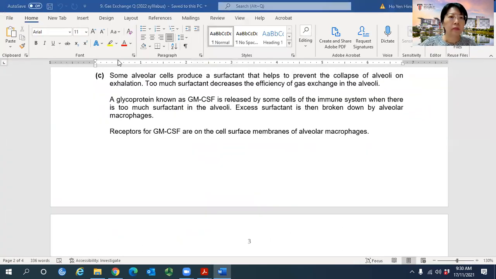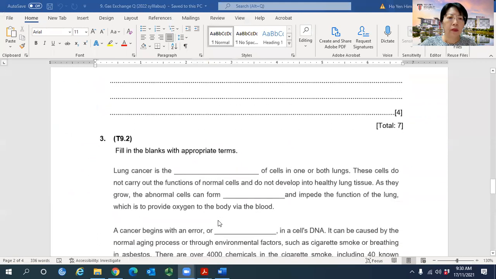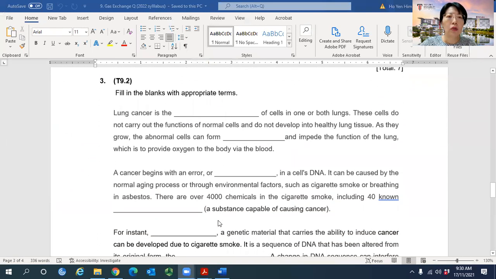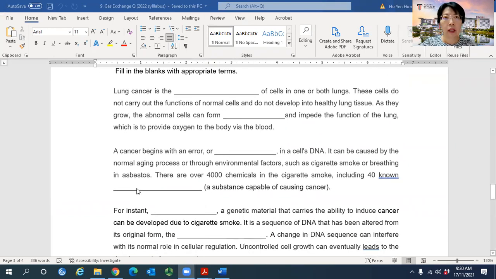Next, question 3, where you need to fill in the blanks. Even though it talks about lungs, it is actually asking you about cancer, right? Cancer is in the mitotic cell cycle, chapter 5. So you need to fill in the blanks, right?